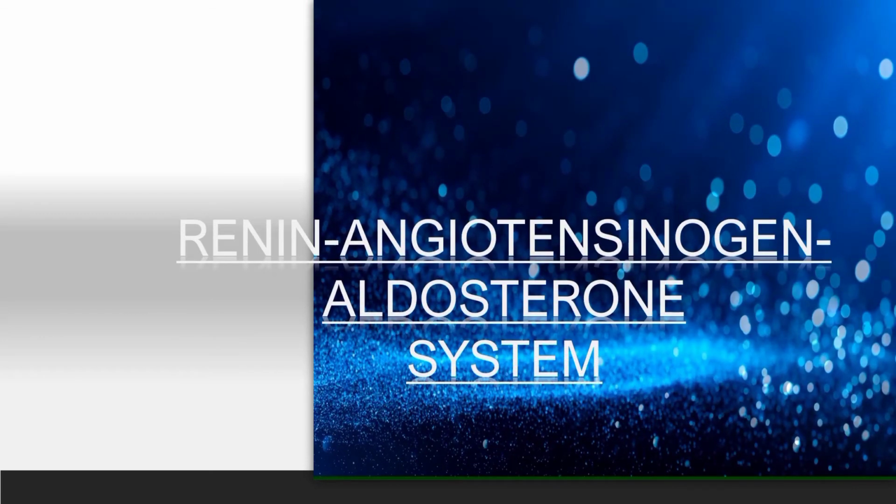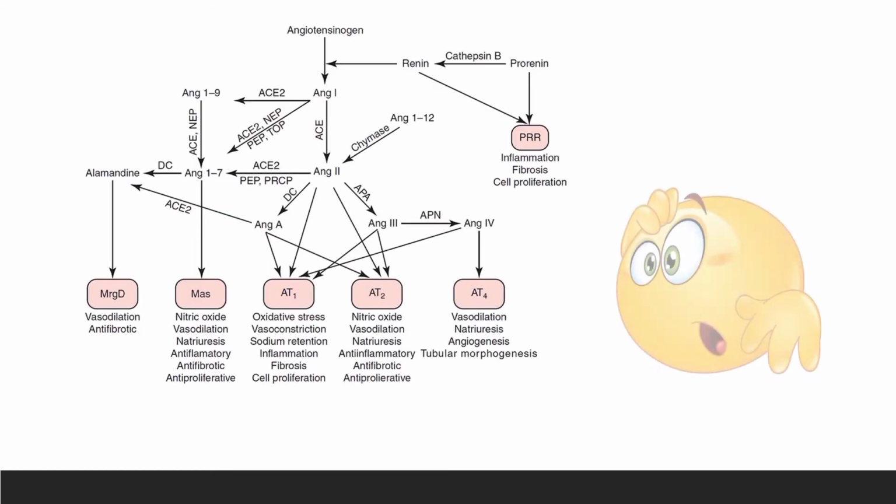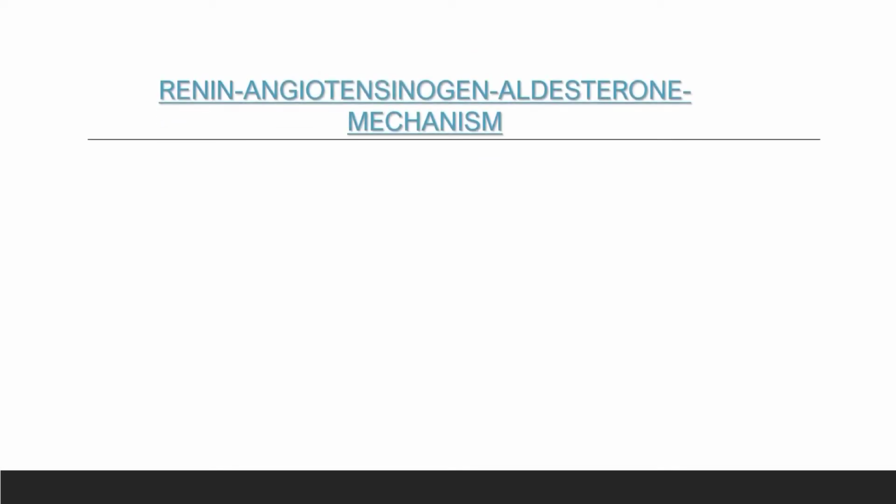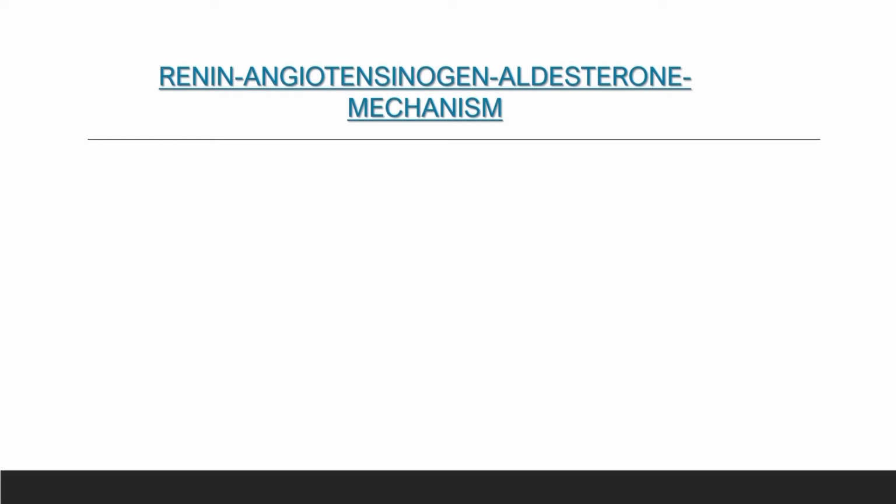Today I'm here to discuss a topic which is small but most important, that is the renin angiotensinogen aldosterone system. It may seem complicated, but don't worry. Today I'm here to explain it in a very easy and detailed manner. I think some of you may wonder why it is that important. What makes this system the most important one?